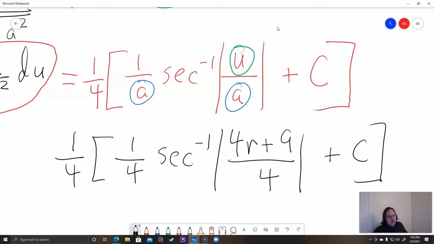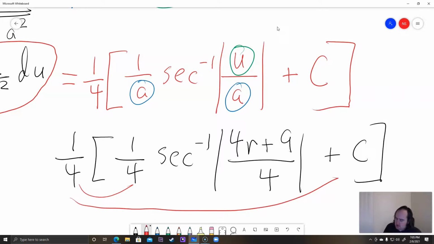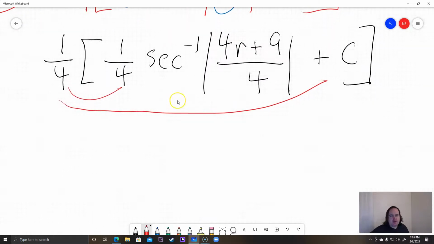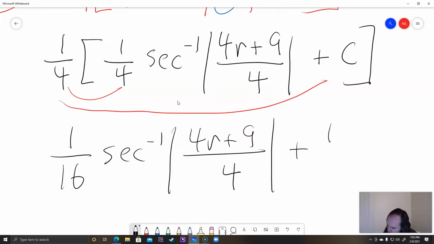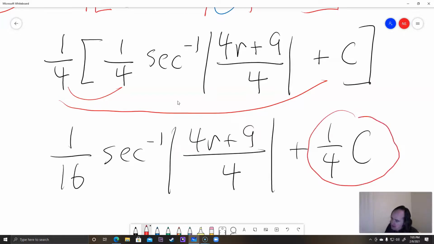And the only thing that we need to do is we have to distribute the 1/4. So you might think after you distribute that 1/4, well, 1/4 times 1/4 is 1/16 secant inverse of absolute value of 4r plus 9 all over 4 plus 1/4 c. However, 1/4 c is still a constant, and c just means an arbitrary constant. So I know you might think that you would write your answer as 1/4 c, but instead of that, you can actually just write c.